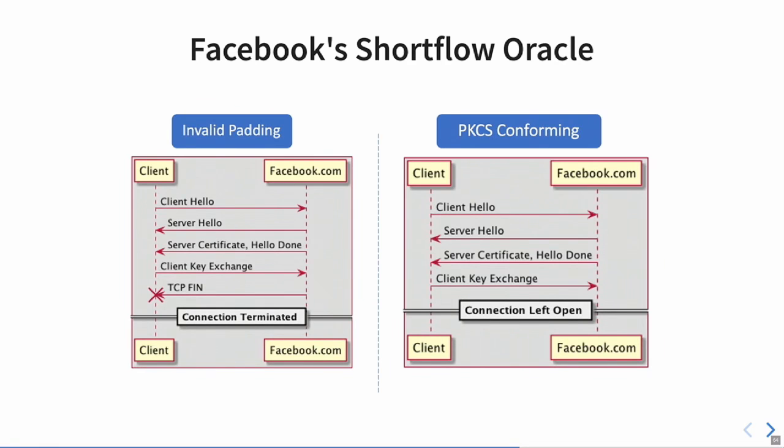We run our test again, but this time we are not sending out the final change cipher spec and finished message. And you can see on the left here, when we send an invalid padding, Facebook is immediately tearing down the connection with the TCP FIN. But if we have a PCI conforming client key exchange, meaning it has that valid block prefix and everything, Facebook servers were leaving the connection open, waiting for us to send more data.